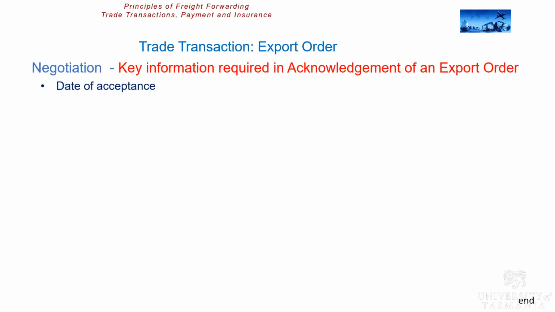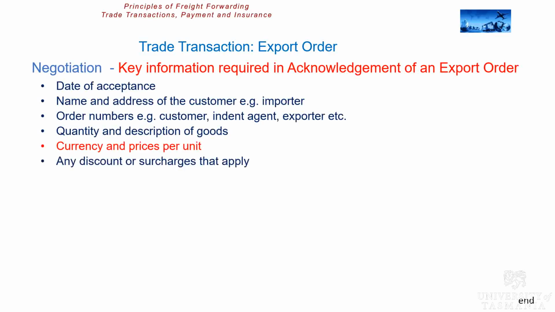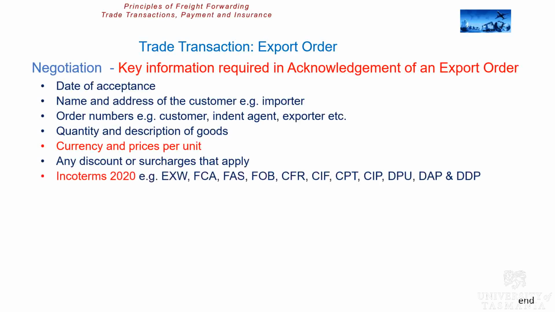So in that acknowledgement of the export order to the buyer, it's important that you include key information in there. All that information that's going to enable this export consignment to be facilitated. So the currency and the prices have got to be right. Are there any discounts or surcharges? Making sure that your Incoterms are up to date and consistent with the latest Incoterms.